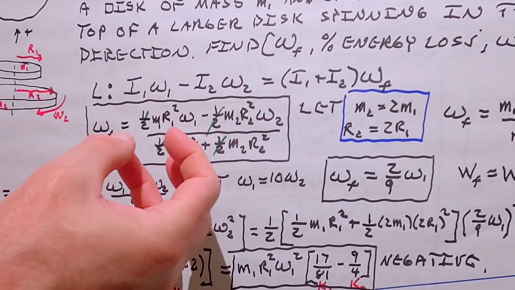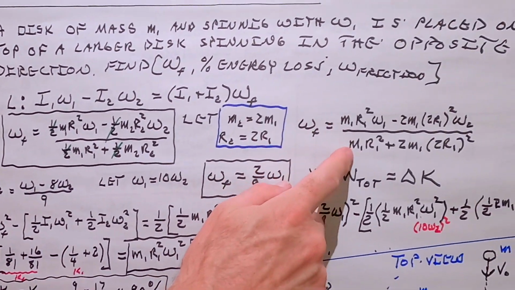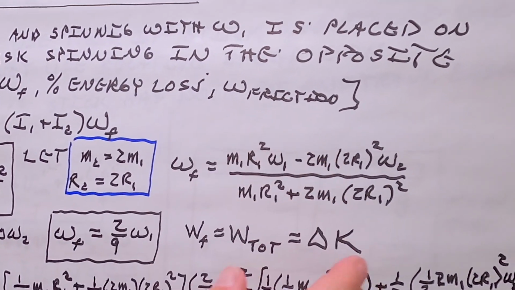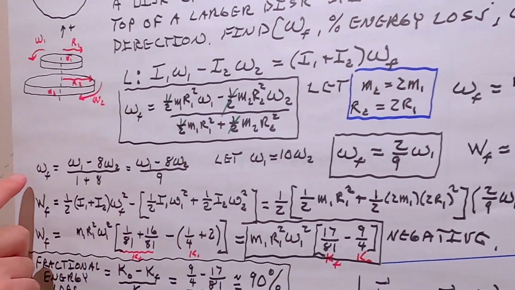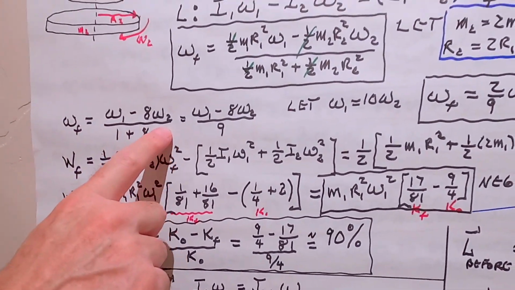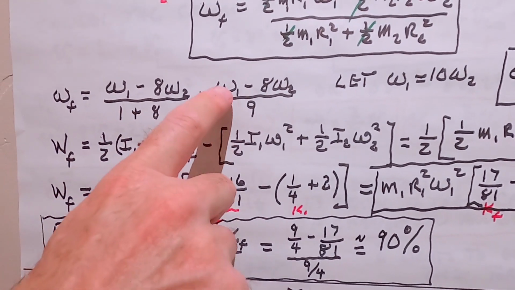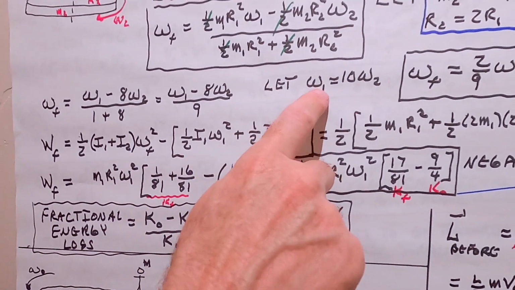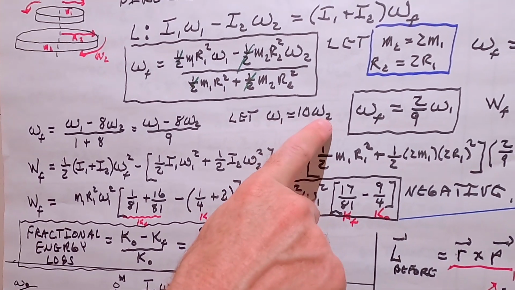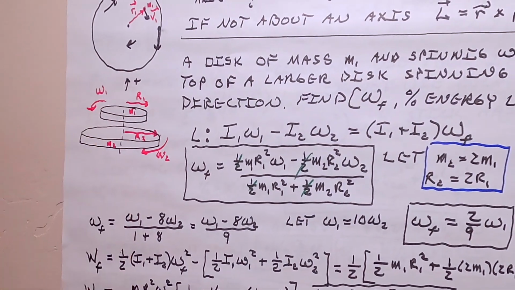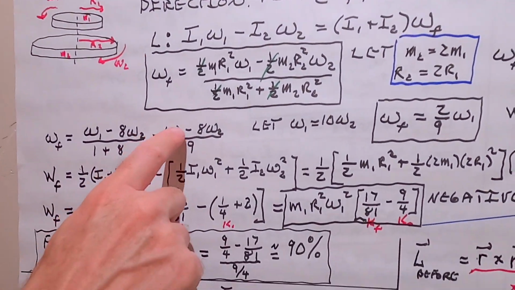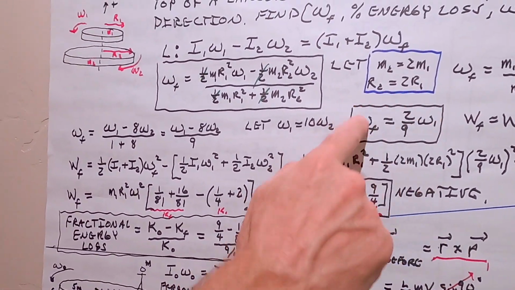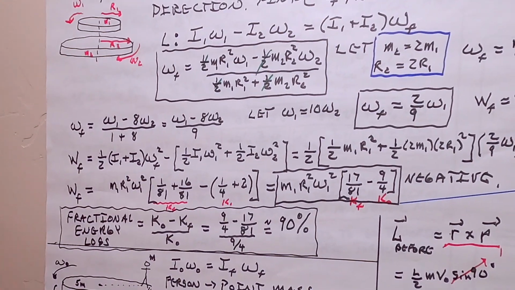So that way I can at least simplify this down a little bit more. And I can cancel out the M1s and the R1s. And so then we just had this right here, which is omega 1 minus 8 omega 2 over 9. And just to even simplify it more, I said, let's let omega 1 be 10 omega 2. So this one's spinning 10 times faster than that one. So you got 10 minus 8, which is 2 ninths. So there's the final angular speed when they stick together right here.